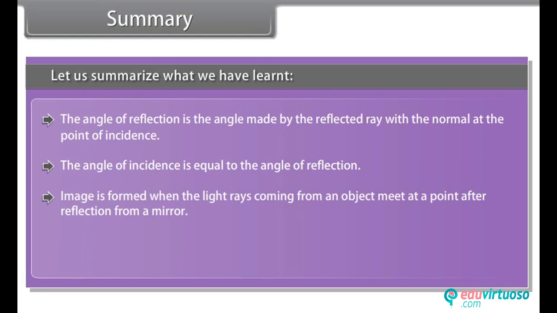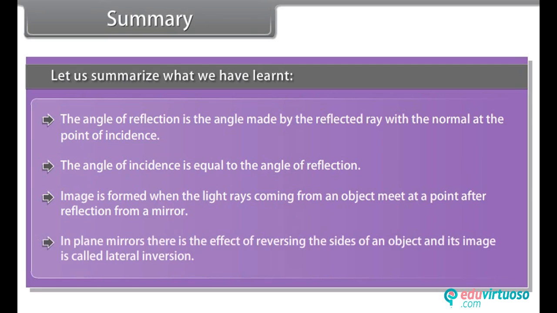An image is formed when the light rays coming from an object meet at a point after reflection from a mirror. In plane mirrors, the effect of reversing the sides of an object and its image is called lateral inversion.